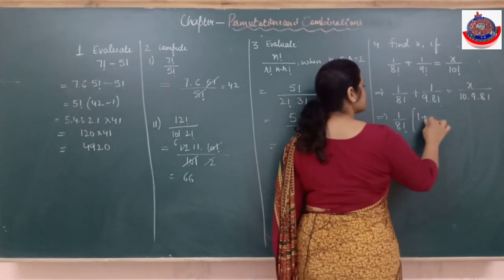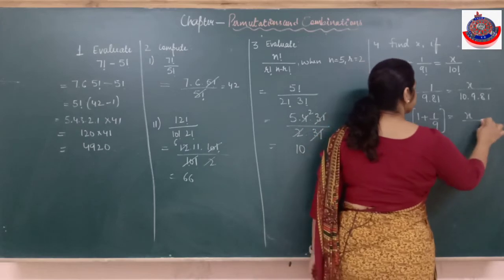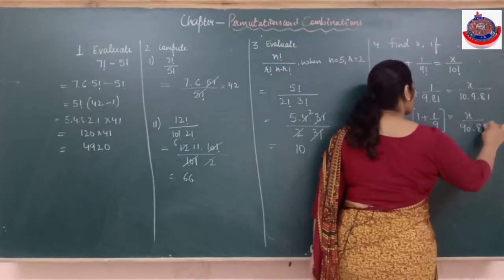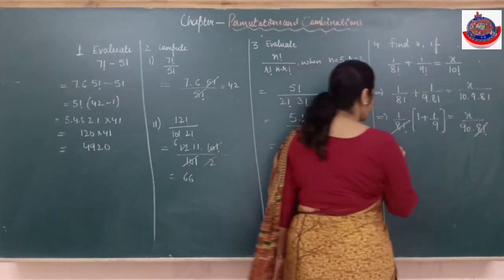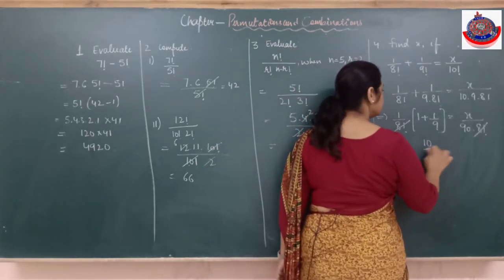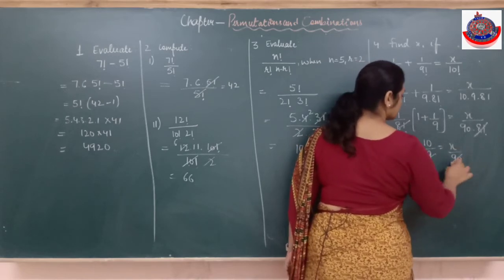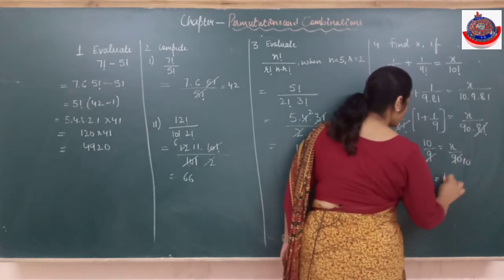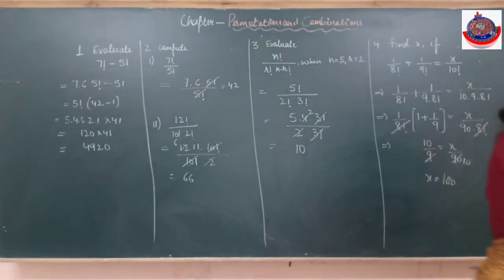I'm left with 1 plus 1 by 9. So A factorial is just a number, so it can be cancelled from both the sides. Take LCM here. So x is equals to 100. So very easy questions these are, just related to factorial. You have to simplify the questions where the factorial is involved.